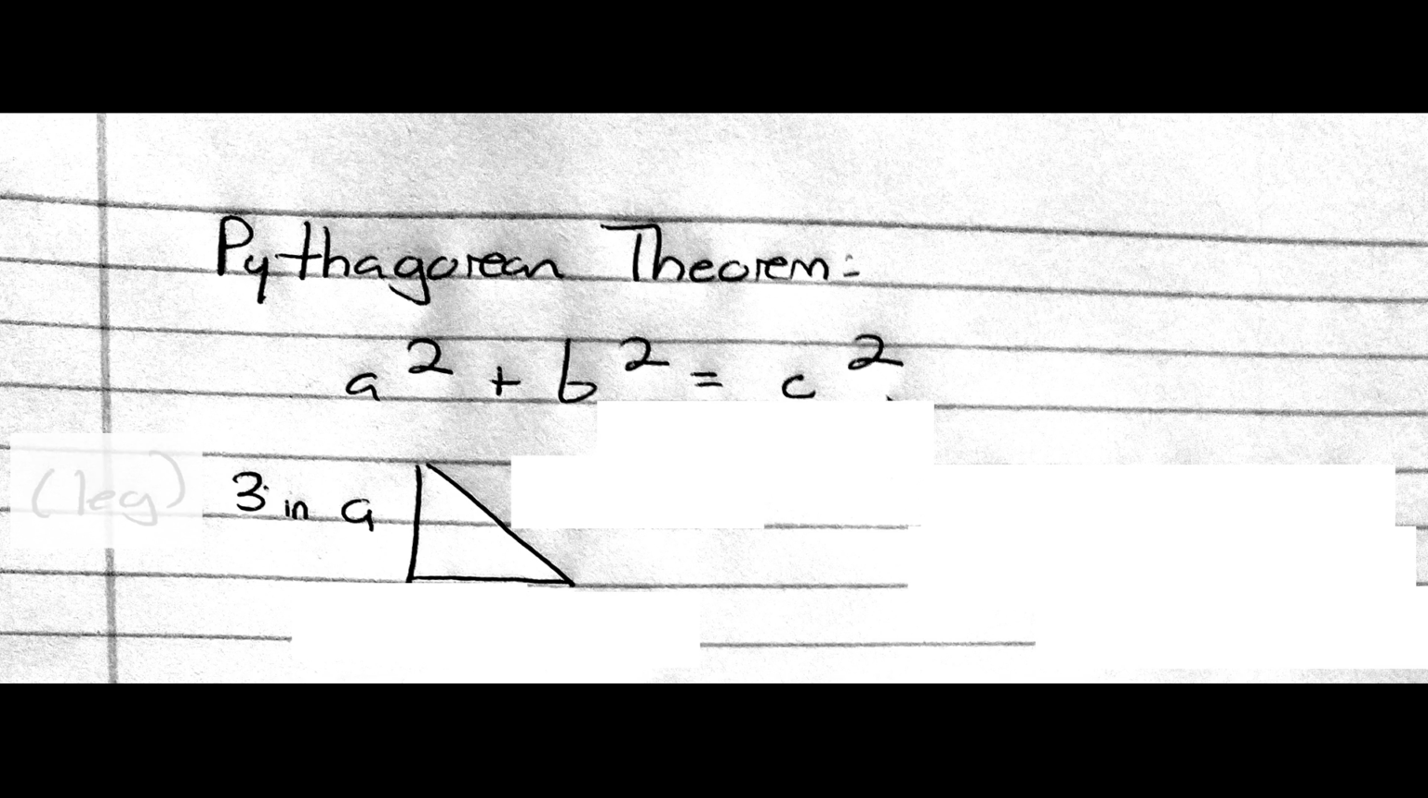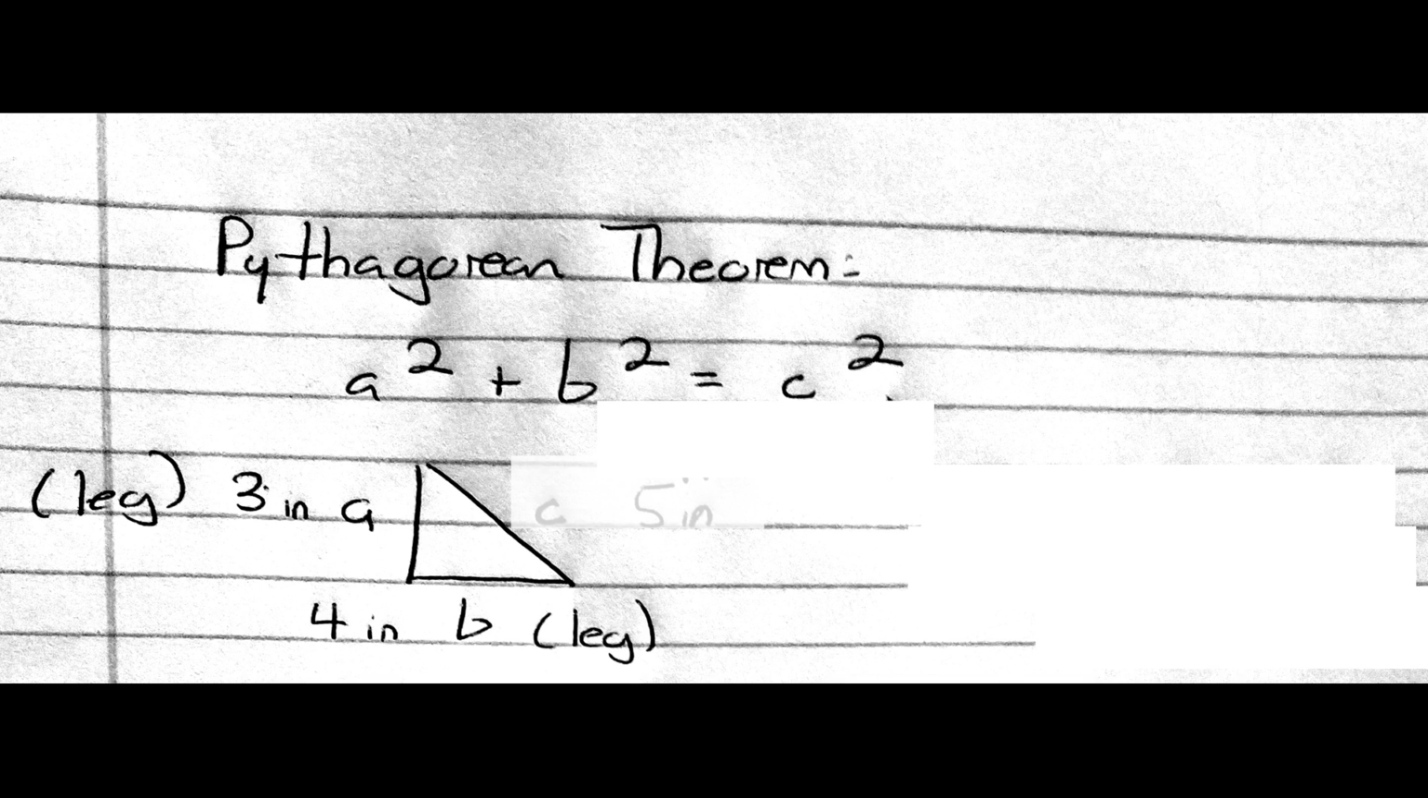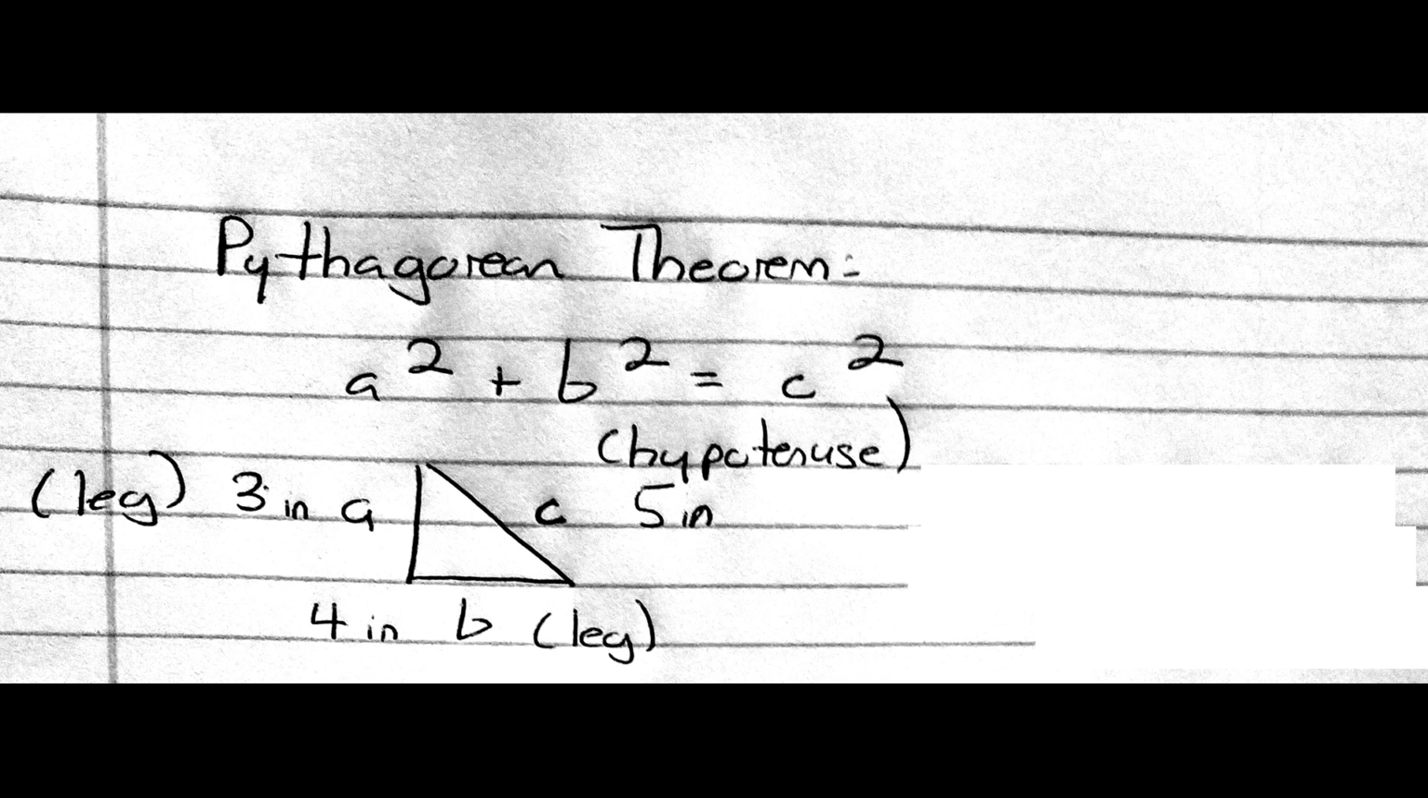We have three sides in a triangle, two legs, and a hypotenuse. The first leg here is leg A, which is 3 inches. Second leg is B, that's 4 inches, and that's our B up there in the theorem. A squared plus b squared, 3 squared plus 4 squared, and our hypotenuse is C. And here we have 5 inches being our C measurement. And again, that's called the hypotenuse.